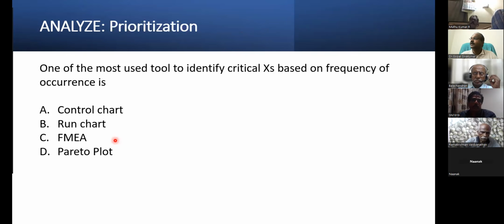One of the most used tools to identify the critical X factor based on the frequency of occurrence is Pareto. Suppose there are multiple factors you want to give importance to: switch from Pareto to weighted Pareto, or to a prioritization matrix. Pareto is only the frequency of occurrence. If you have multiple priorities, you can still handle the situation with a weighted Pareto or another tool called a prioritization matrix, which is nothing but an Excel table, that's all.